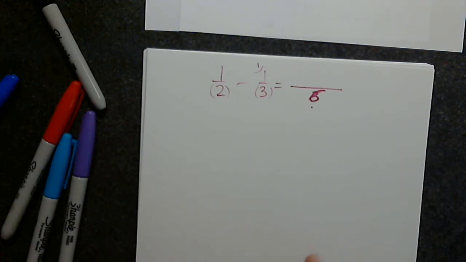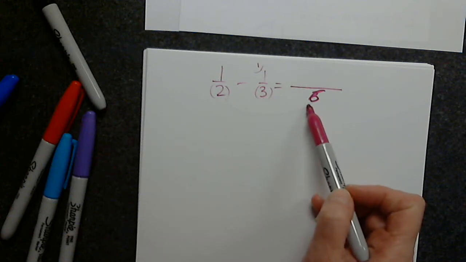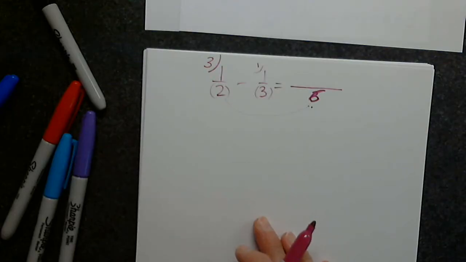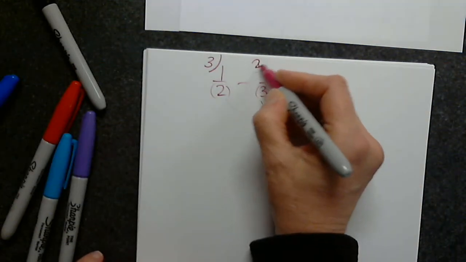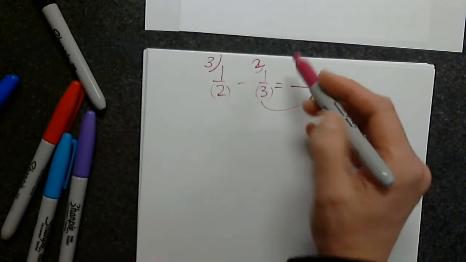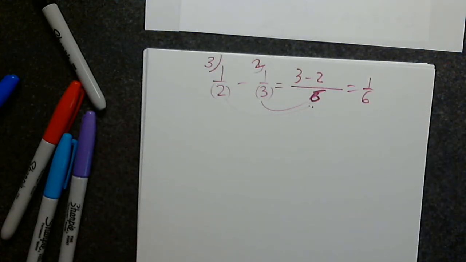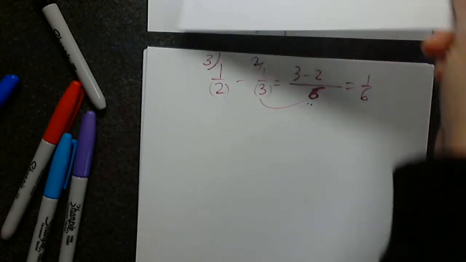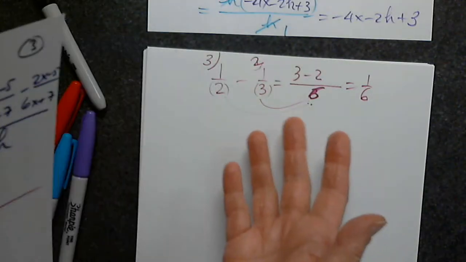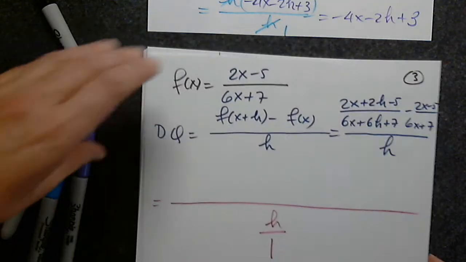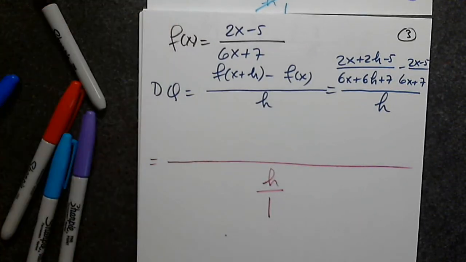Then I say 2 times what is 6? The answer is I have to do the same thing to the top. Then I say 3 times what is 6? And I have to do the same thing to the top. And that's how I get the 3 minus 2. And that's how I get the 1/6. Is this clear? Okay, so now we come back. I know that this does not look like that, but it is. It's the same thing. Okay, so then, let's try the least common denominator one more time.